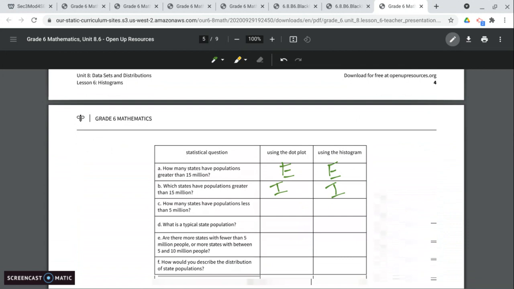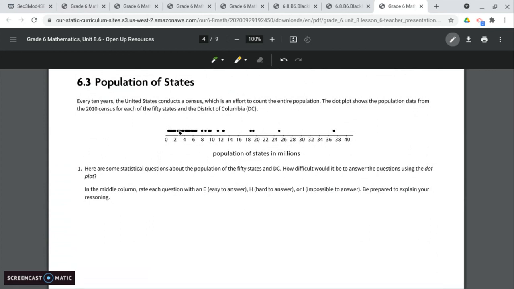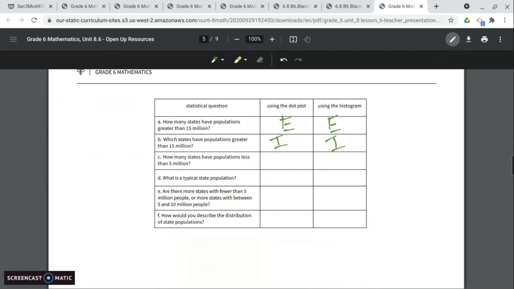How many states have population less than 5 million? Well, if we look at this, can we even tell how many dots are right there? No, it's impossible to tell. So it'd be impossible.